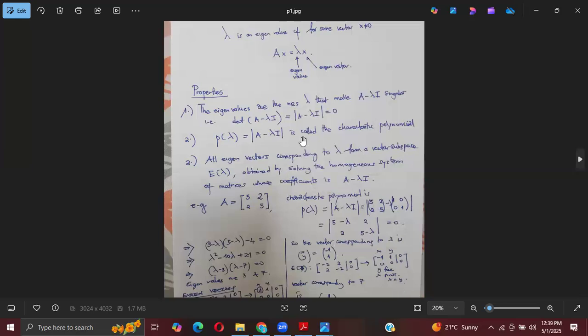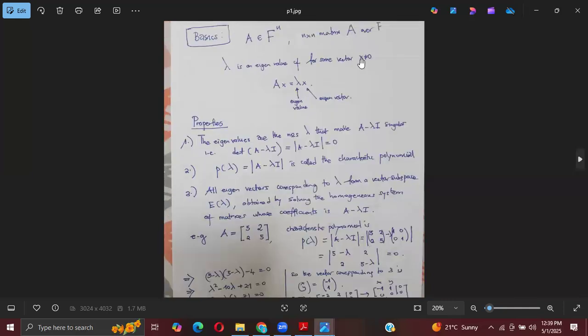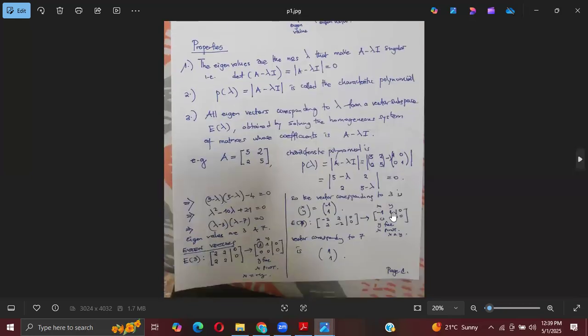The only condition is that we don't want our vector to be 0. So you just pick any non-zero vector. For example, x is 1, y is 1. So the vector corresponding to 7 is 1, 1. I could have picked 2, 2 or 3, 3, any representative vector. So the eigenvalue is 7, and the eigenvector corresponding to 7 is 1, 1.